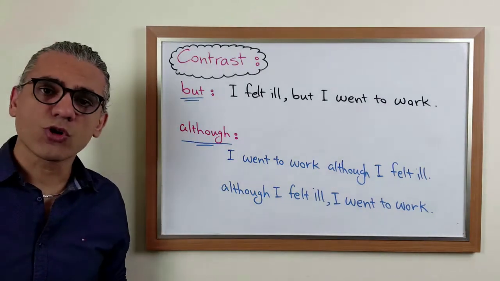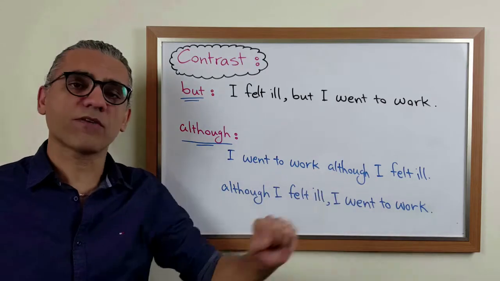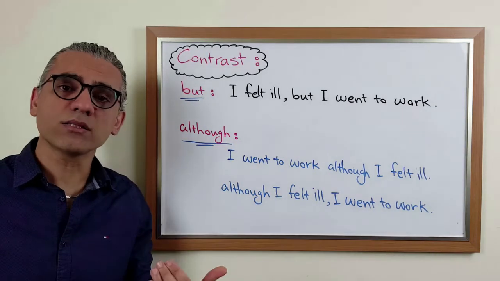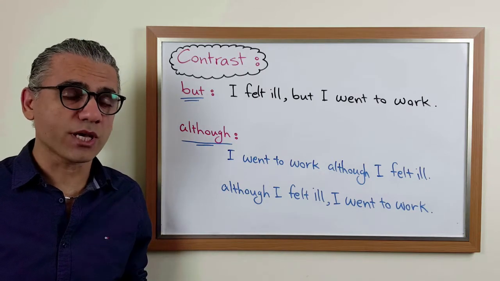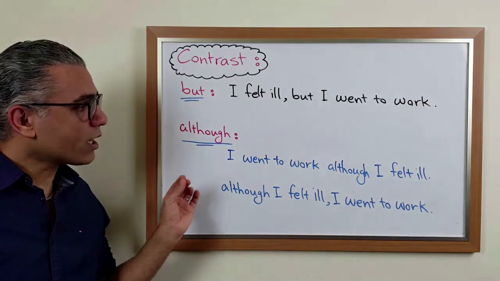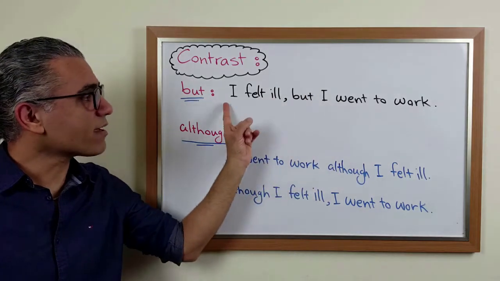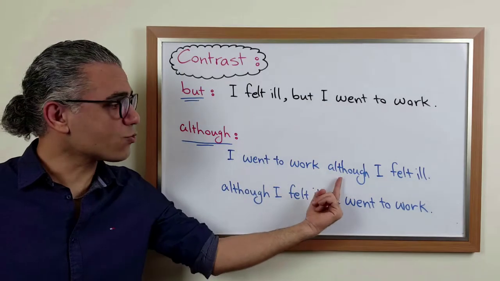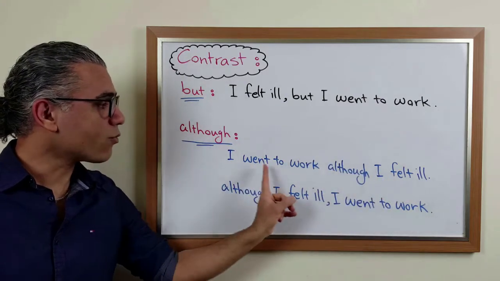Another word we use to show contrast is although. I went to work although I felt ill. Sometimes we can use although instead of but and but instead of although. It means we can use them interchangeably, but only sometimes. You need to be careful because sometimes when we use but in the beginning of a sentence, like in this example, I felt ill, but I went to work. But as you can see, we used although before this sentence in here. Although I felt ill, I went to work.